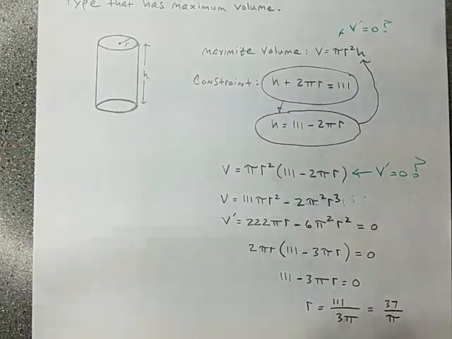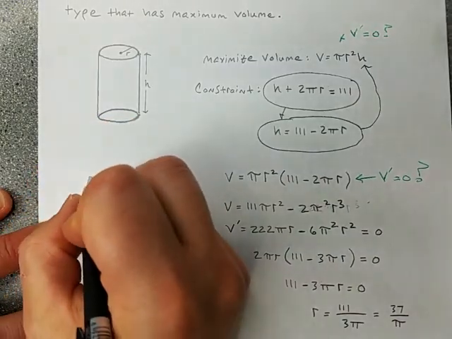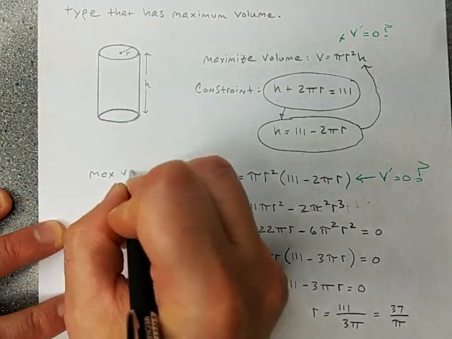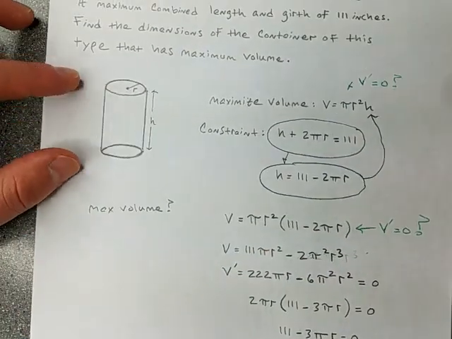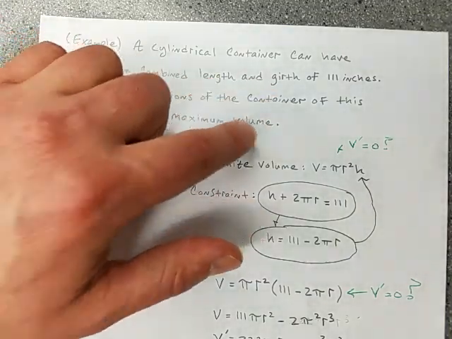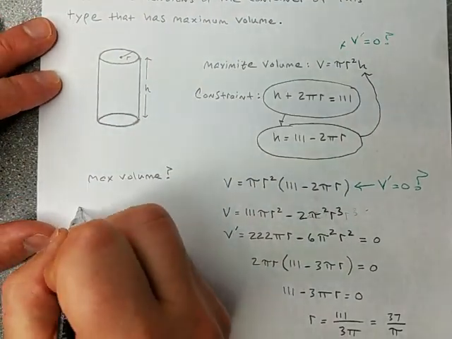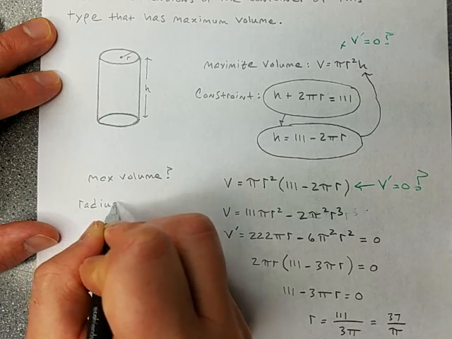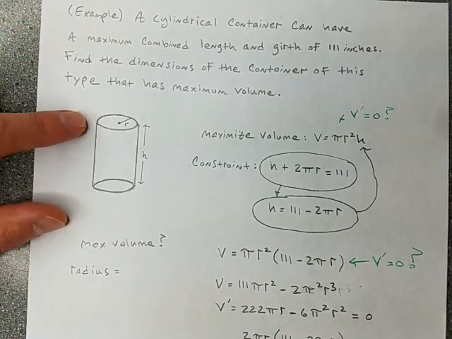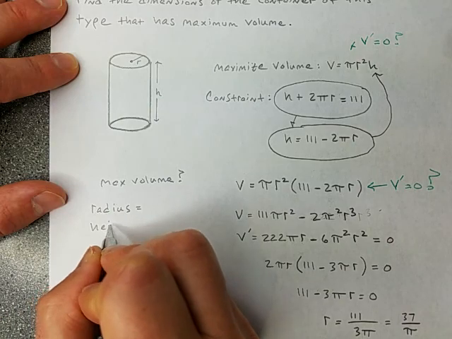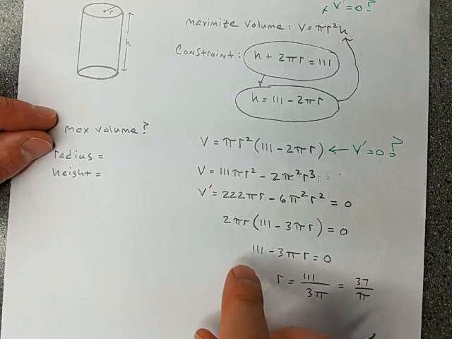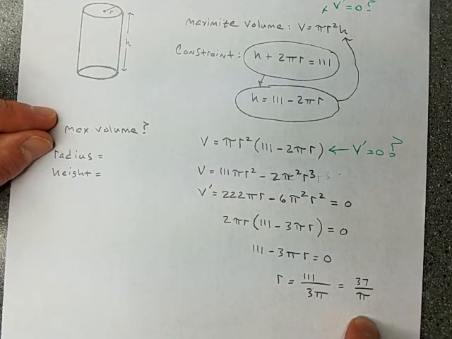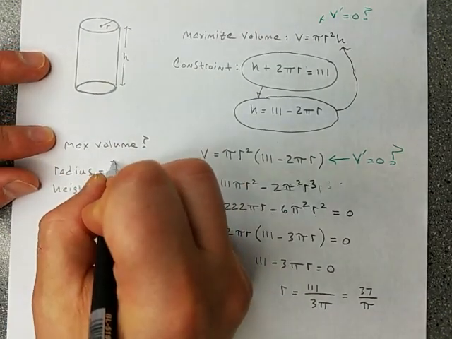Now, let's say the question is asked specifically like this. Say we want the maximum volume. We want this thing to be as big as it can be with the constraint on the length and the girth. And suppose I just ask, what's the circular radius supposed to be? And what's the height supposed to be? In order to get the maximum volume. Well, in doing this, I found the radius. It's 37 over pi.